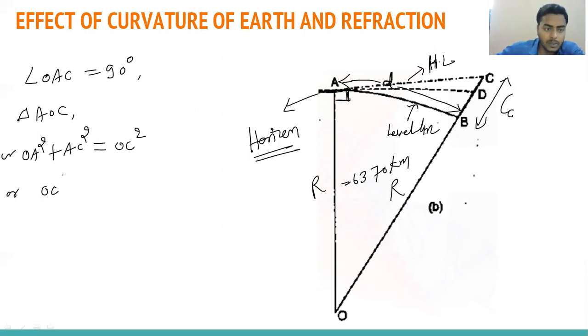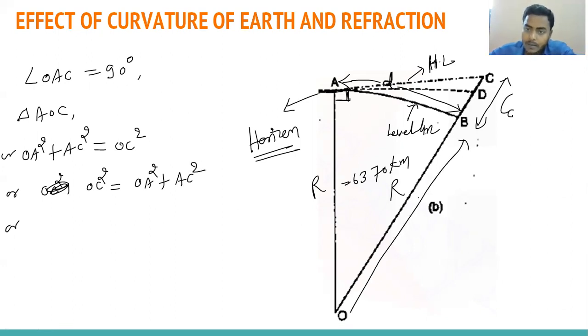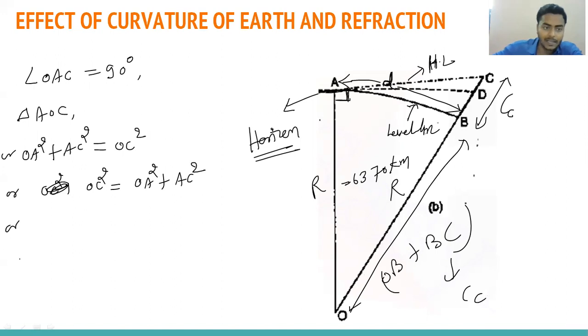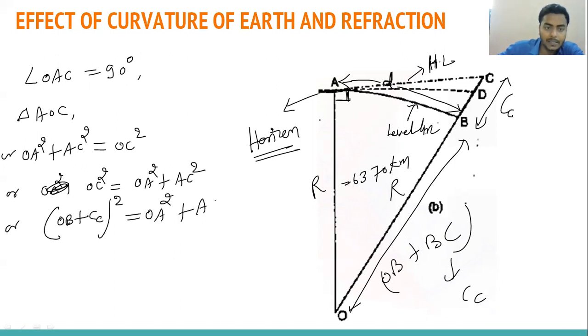Now OC square plus, sorry, it's equal to OA square plus AC square. Now OC we can write OB plus BC. For BC we can write CC. So directly we can write OC is equal to OB plus CC, square, is equal to OA square plus AC square.